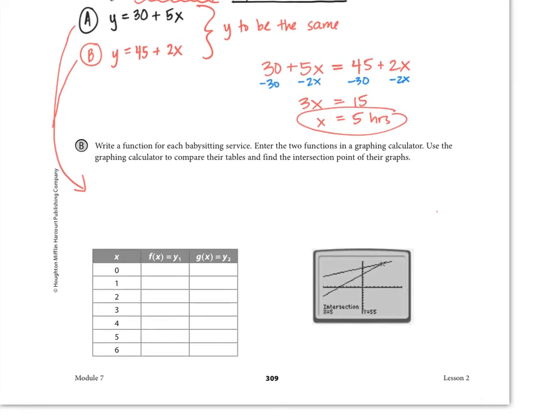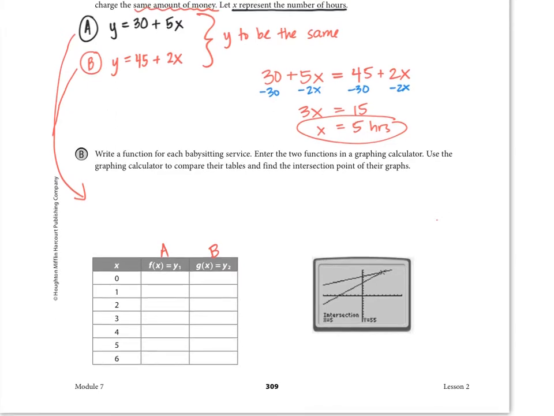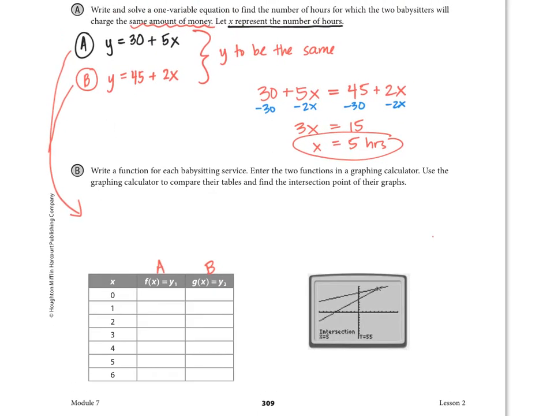And then we're going to use a table here to find that intersection point. So we're going to let f of x be babysitter A, and then g of x be babysitter B. So we're going to refer to the functions that we have up at the top to determine our outputs here. And by the way, remember that this is our cost and x is our hours. So at 0 hours, babysitter A is going to cost $30, right? $10 per child.